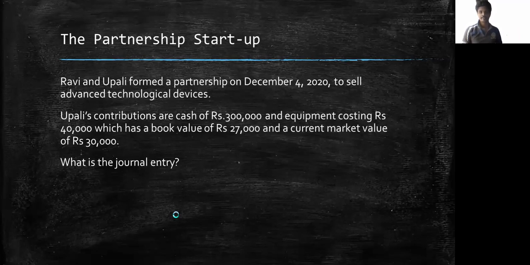Equipment costing rupees 40,000, the book value of rupees 27,000 and current market value of rupees 30,000. The equipment cost is rupees 40,000, the book value is 27,000, and the current market value is 30,000.